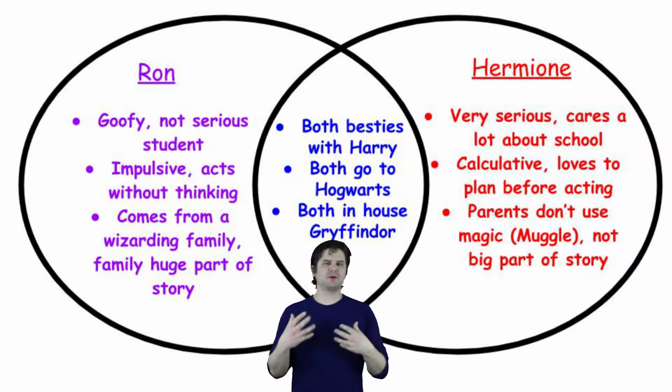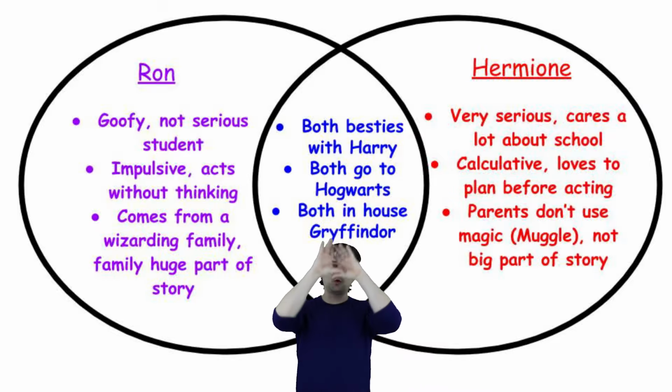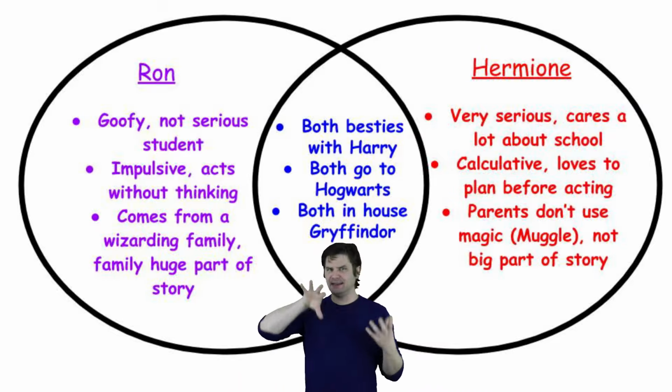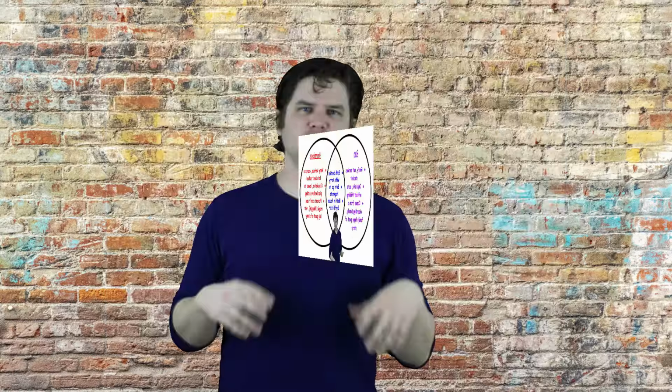We could write a lot about how these two characters are the same and also how they are different. This is where the Venn diagram really helps. It helps us organize our thoughts, so now we can take these bullet points and we can write about it. So when you're comparing and contrasting, remember it's just a very fancy way of saying how are these two things the same, or compare, and how are these two things different, contrasting.